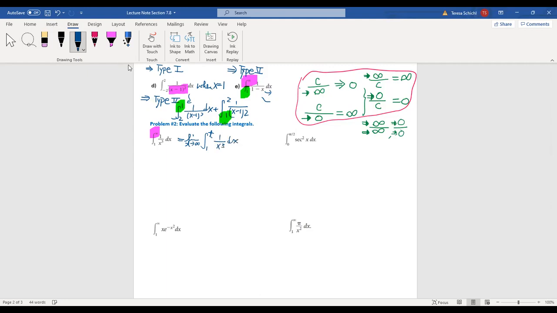So 1 over x cubed is x to the -3. By the power rule, the integration will be pretty simple. So this is the limit as t approaches infinity, and then you will have the antiderivative here. This is -1/2 x to the -2, evaluated from 1 to t. So you can simplify this, as t goes to infinity.